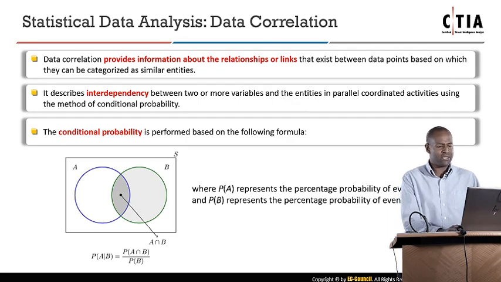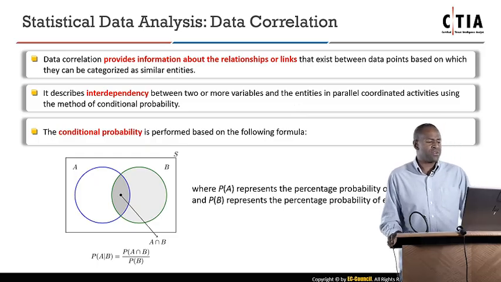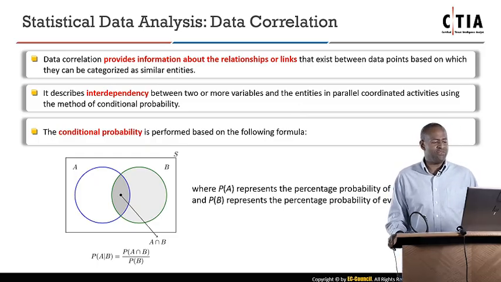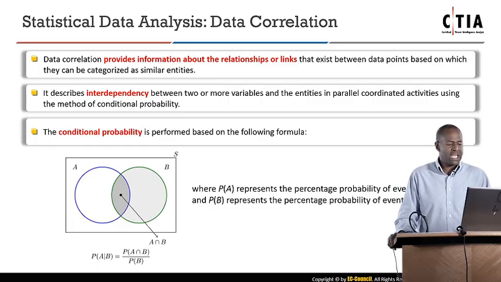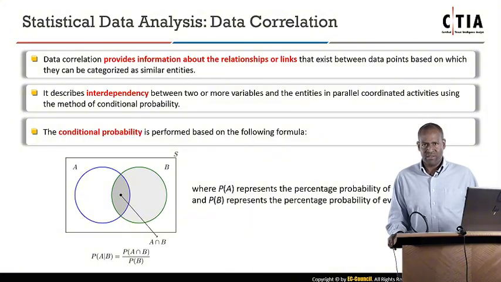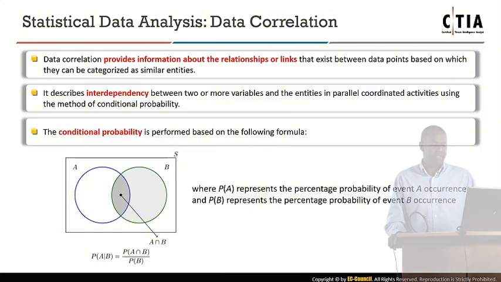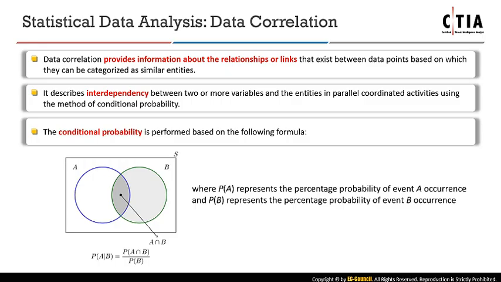So the next one we want to talk about is data correlation. Data correlation is going to give us the relationship or the link between data sets. Right? It's going to describe the interdependency of those data sets. And it's also going to give us the conditional probability based on that data set using the formula that we see down here.